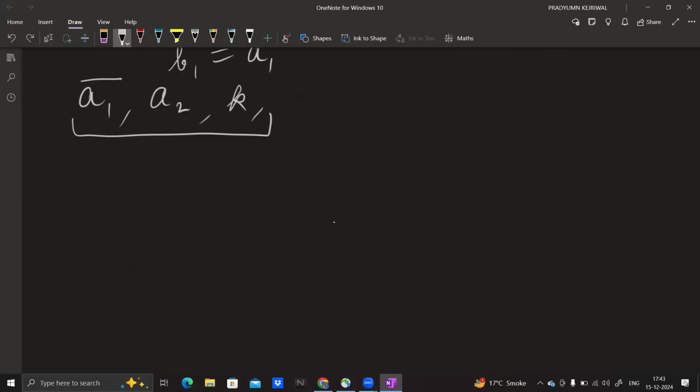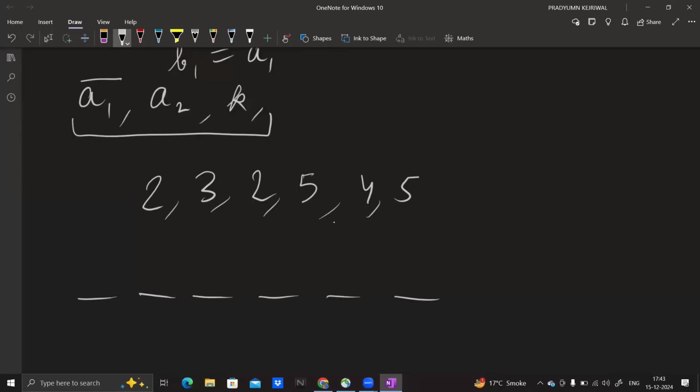Yeah, okay. So suppose I'll take an example. Let's say 2, 3, 2, 5, 4, 5. Okay, this is the array. Now I have to create B. So the first element will be 2, obviously. Then the second will be 3, because for any other element, the mode will not be 3. Then we have 2 again.